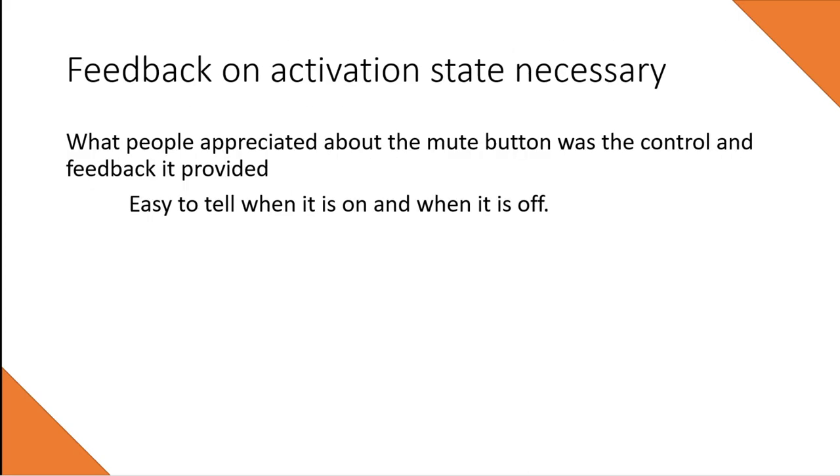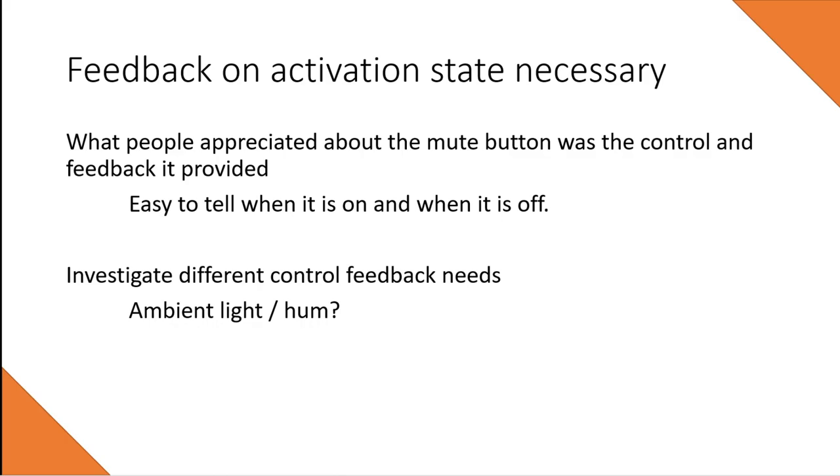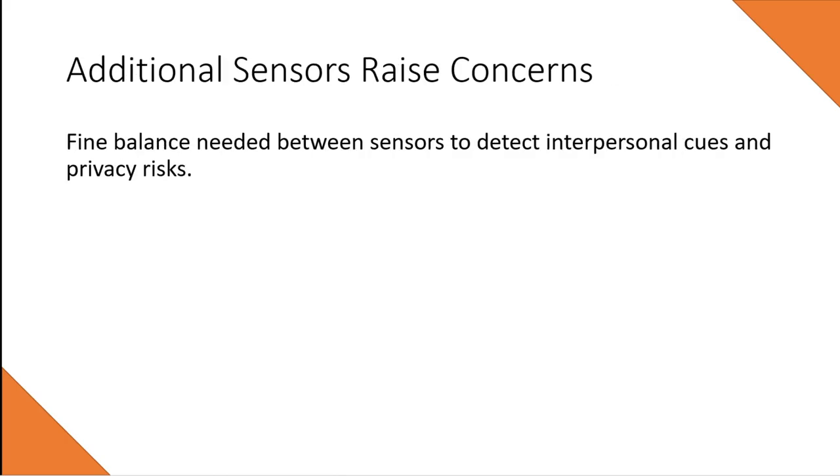Another thing to take into account is the need for adequate feedback to know when the smart speaker's microphone is muted or unmuted. One of the issues people had with the gaze control, and one of the reasons people liked the mute button, was because of the feedback provided. People feel more comfortable if they know when a microphone is unmuted or when it is muted. With this in mind, if new privacy controls are to be developed, there need to be ways of informing users of the exact state of the smart device. This would require some work to know what an optimal feedback mechanism is, maybe an ambient noise or hum to indicate microphone activity. Lastly, many participants talked about privacy concerns with the new controls, which raises a paradoxical question.